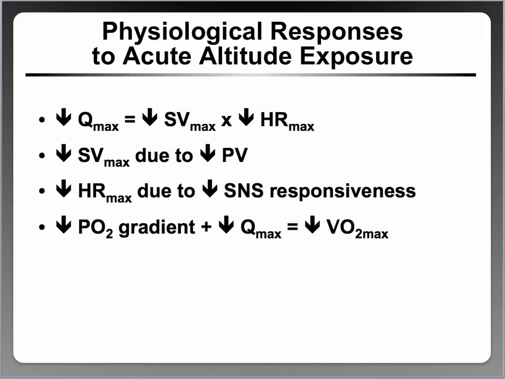So you put that together: you already know that there's a decrease in the partial pressure of oxygen and its gradient, so a decrease in the driving force getting oxygen into the cardiovascular system. Couple that with a decrease in cardiac output at maximal levels, and the result is a decrease in maximal aerobic capacity at altitude.